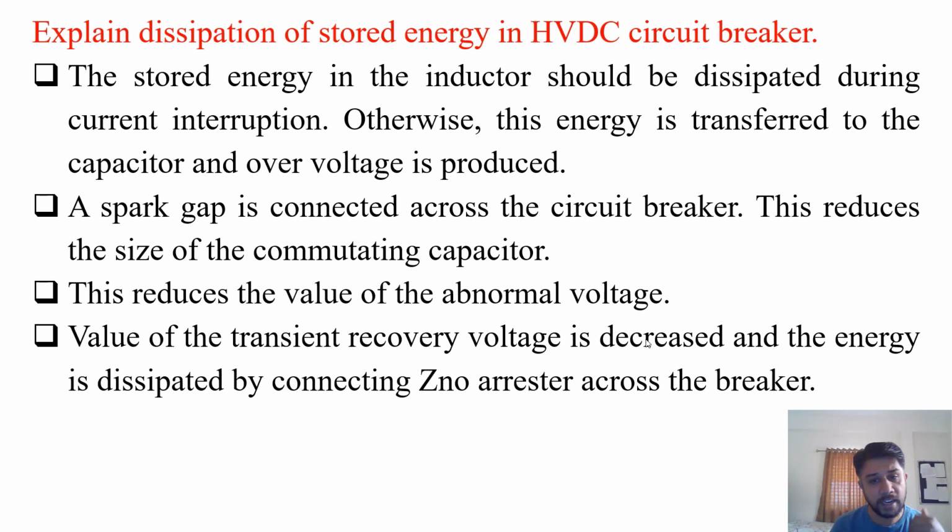Now the value of the transient recovery voltage is decreased by the opposition of the current flowing from the capacitor charged during the period of the normally open contact while the breaker is in closed position, and the energy is dissipated by connecting the ZnO arrester across the breaker. So this is how the dissipation of the stored energy, the third main issue associated with the HVDC circuit breaker, is solved.